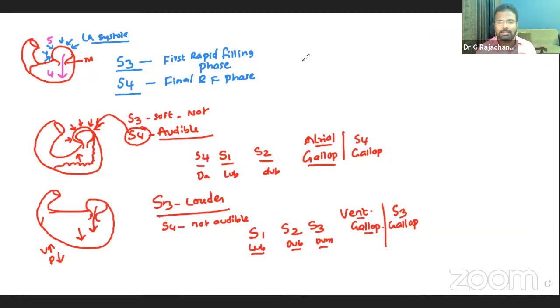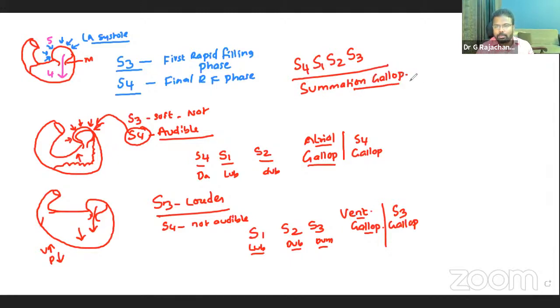But you know, in some cases of advanced heart failure, it will be S4 followed by S1, followed by S2, followed by S3. All four heart sounds may be audible. This is a railway track, so much noisy heart. In such patients we have one name given. This is called summation gallop, where all the four heart sounds are audible in one place.